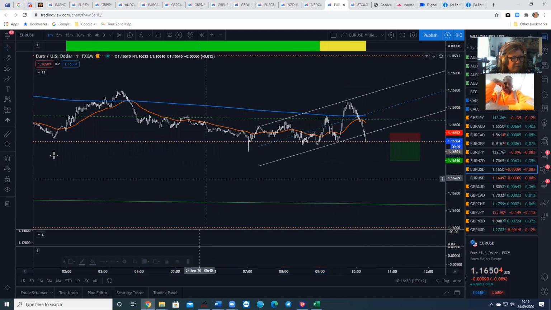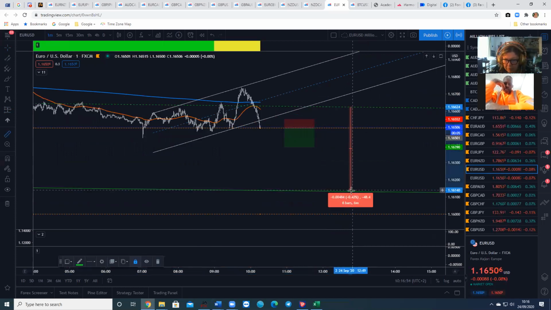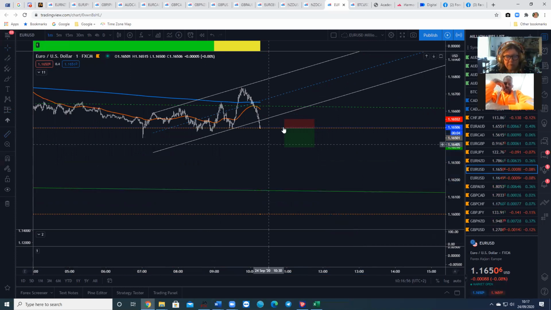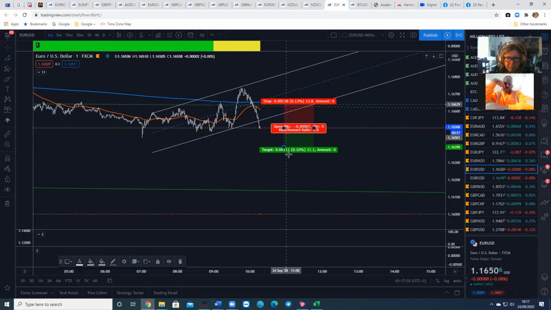Let's look at this distance between our pitchfork, 48. So we wouldn't be taking a quarter theory trade, but in this instance, we'd probably want a slightly bigger stop loss. I don't usually like doing that. I don't usually bother with trades where I have to do that.